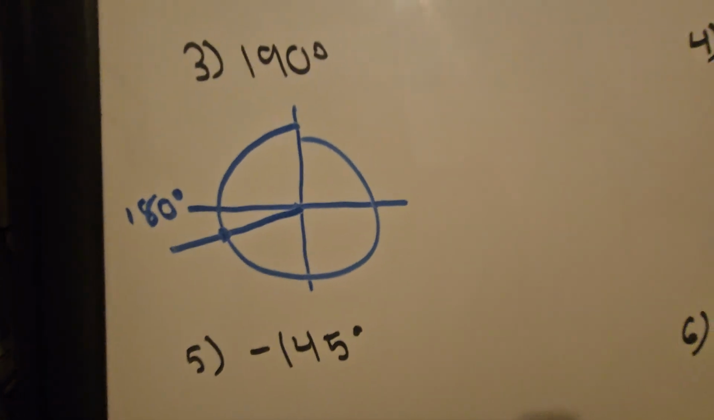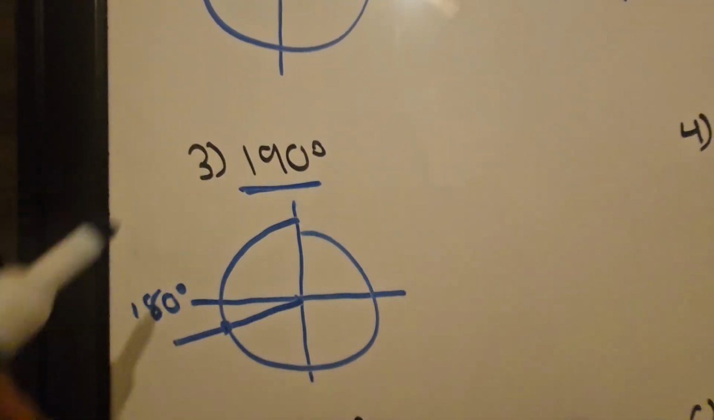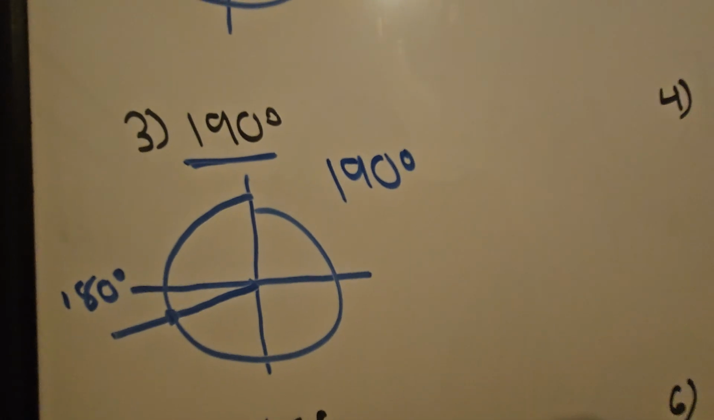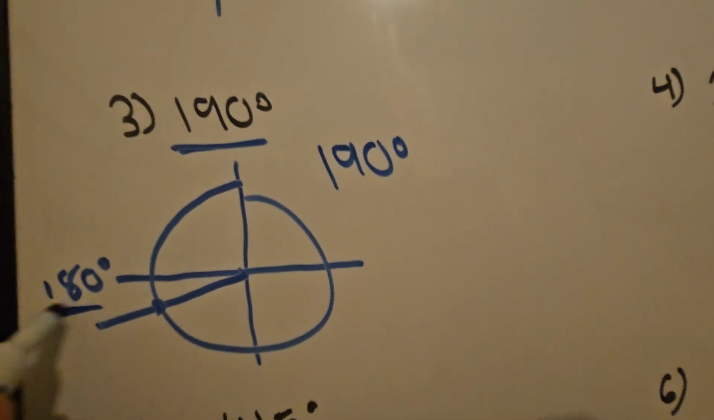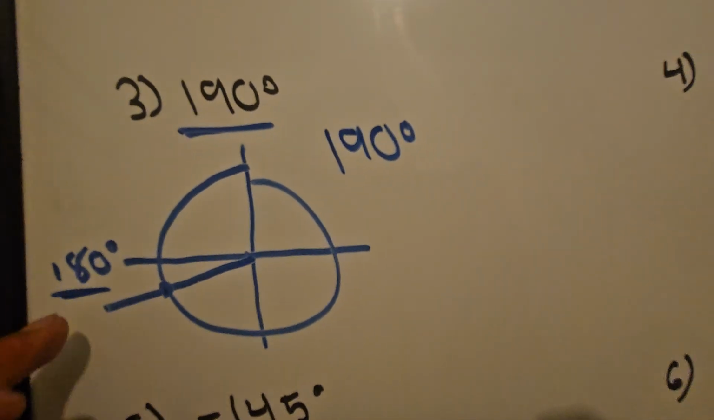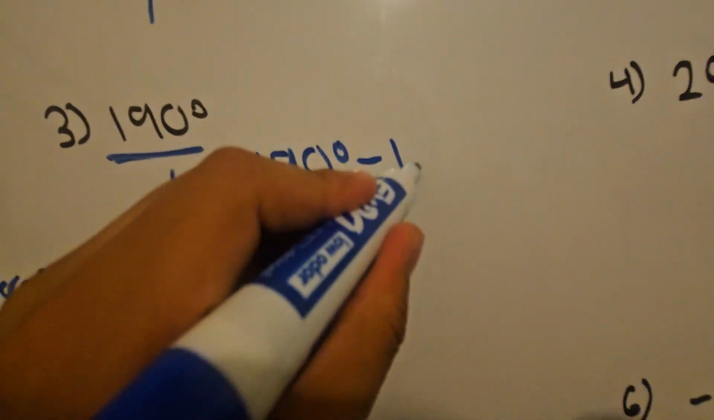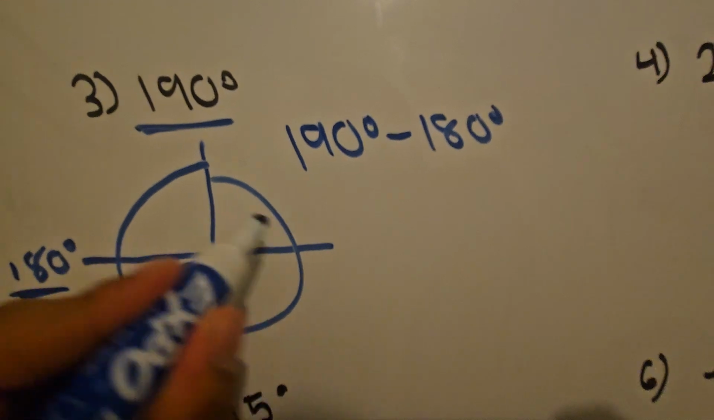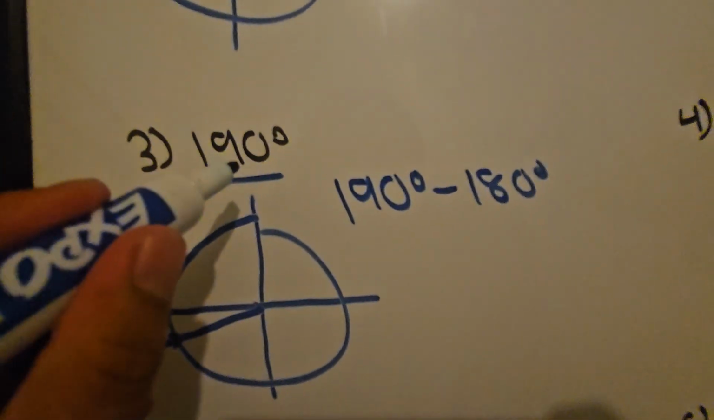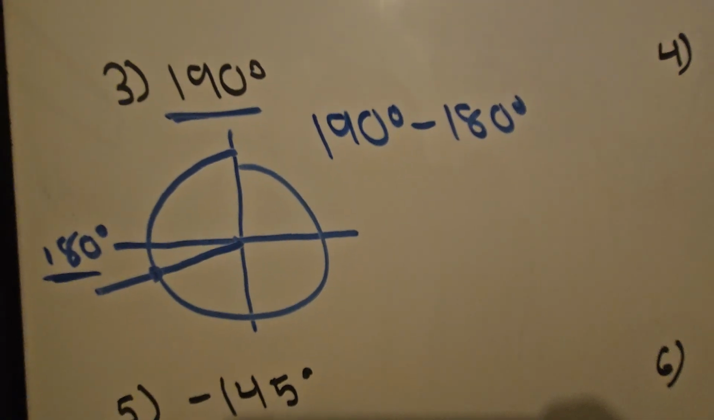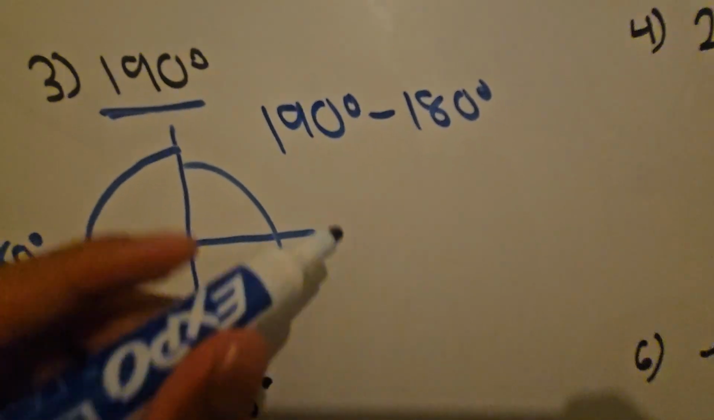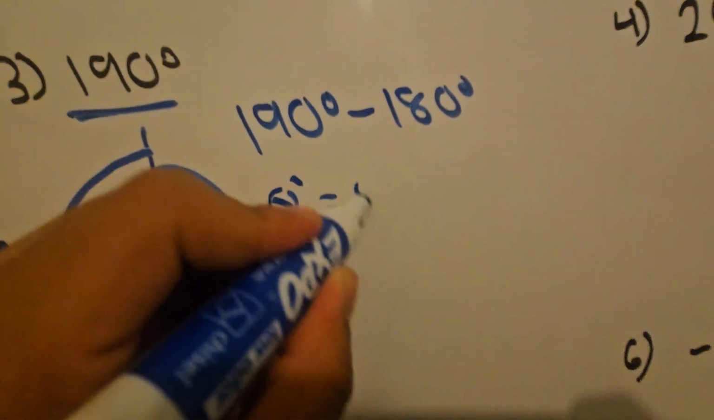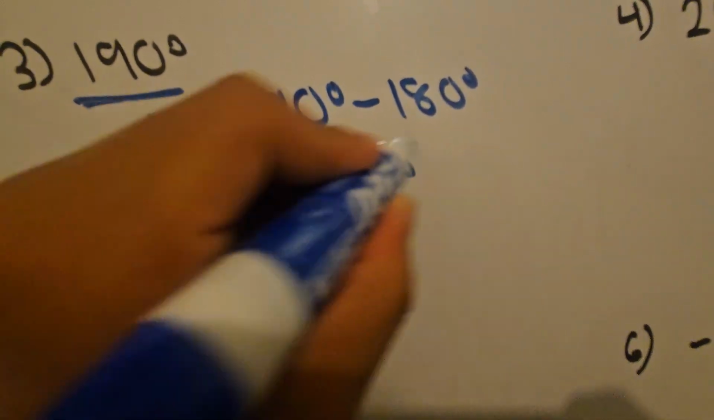So what do you want to do? You want to take the larger angle, 190 degrees, and you want to subtract it by what? This one, our 180. We're doing this because we want this angle to be in this quadrant, right? So take your larger one and subtract it by 180. And we will get theta prime is equal to 10 degrees, right? There's your reference angle.